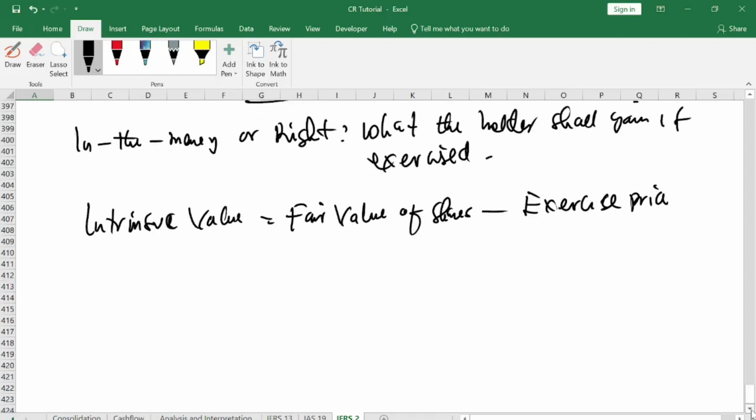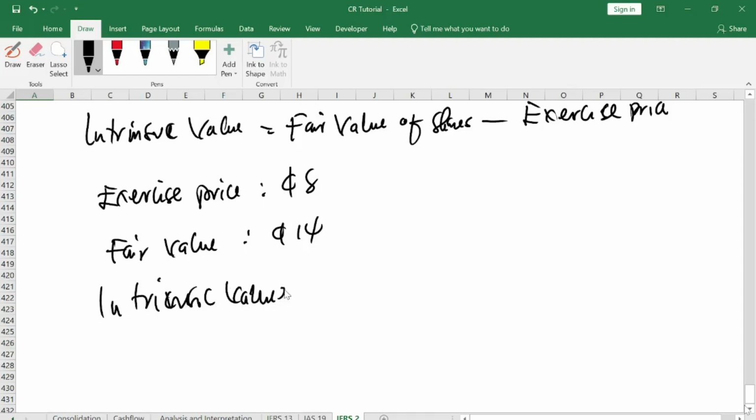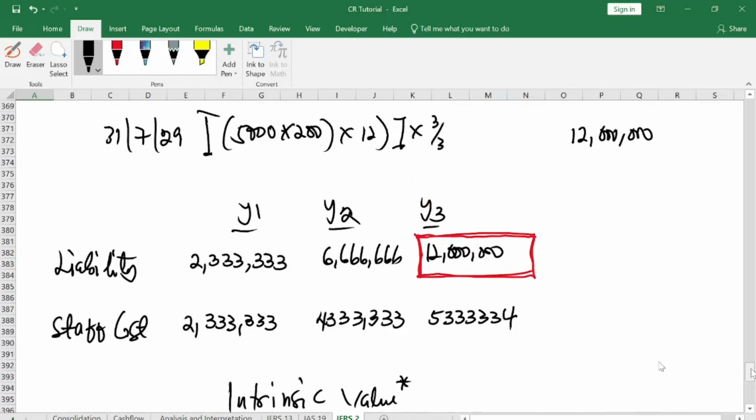So let me give you an example. A company gives you an exercise price of 8 cedis, and the fair value of the share is 14 cedis. So the intrinsic value is 14 minus 8, which is 6. That's what we call intrinsic value. It means how much they are giving you to exercise is less than how much you would get if you want to sell the share at the market. So when it is time for them to exercise this liability, the company will pay them using the intrinsic value. That is all that I want to draw your attention to.